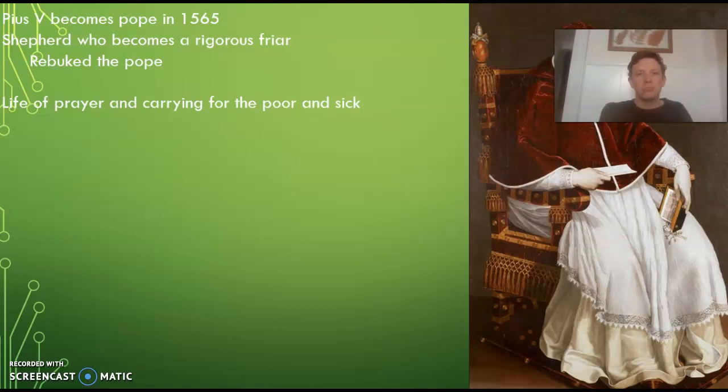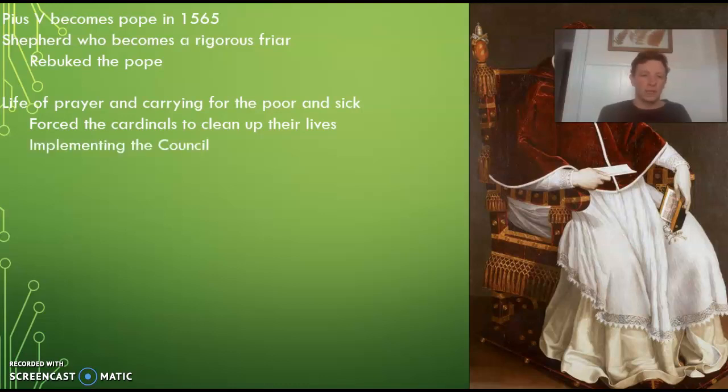And being elected Pope at this time, 2 years after the Council of Trent had ended, came with the responsibility of implementing the Council. One of the ways that Pius implemented the Council was through his own example. Unlike the politically minded popes of the Renaissance, he lived a life of prayer, caring for the poor, caring for the sick, visiting hospitals, even embracing lepers, those carrying this very dangerous disease. He forced the cardinals, who were a part of his papal court, to clean up their lives, and he sets a contrast between his own behavior and the behavior of the Renaissance cardinals.